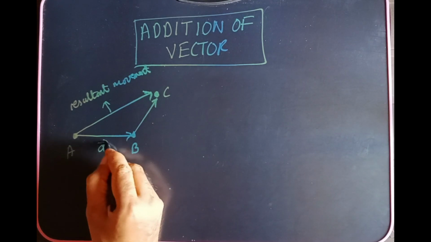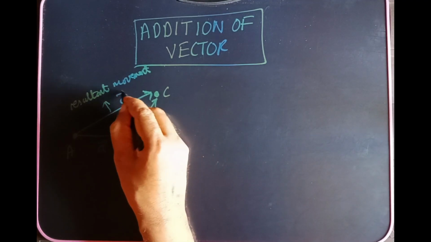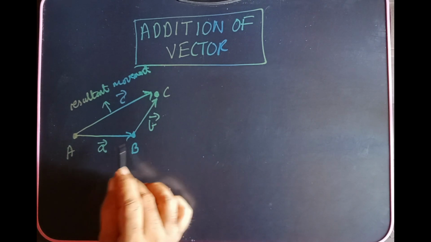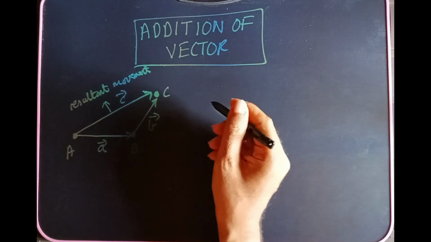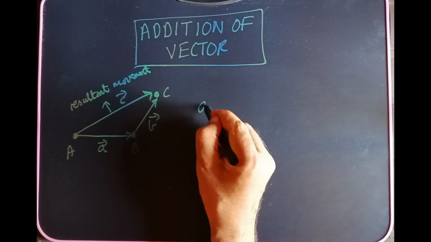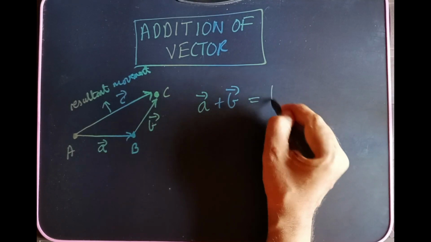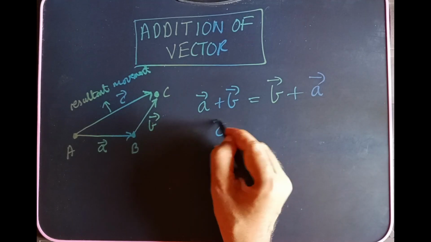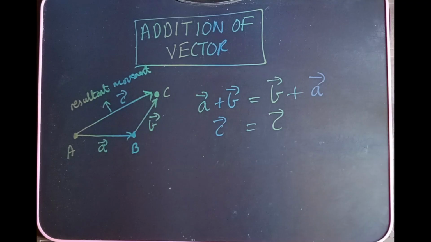Right? This is vector A, this is vector B. Then C is the resultant of the vector sum of A and B. So here the order of addition is not important. A plus B is equal to B plus A. It is nothing but C. Okay.